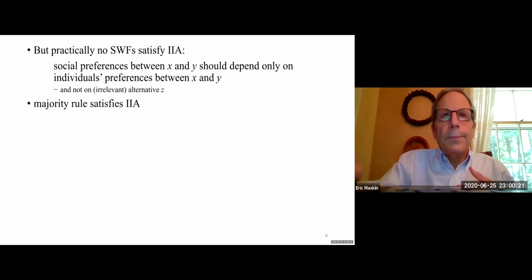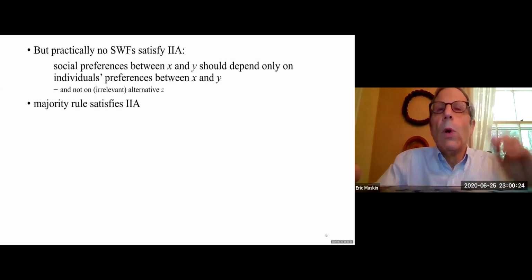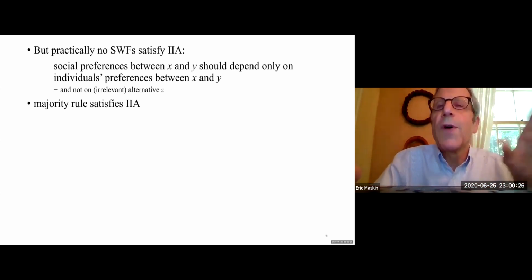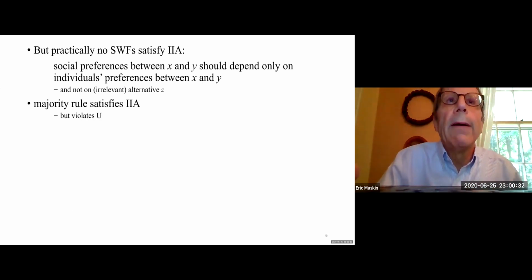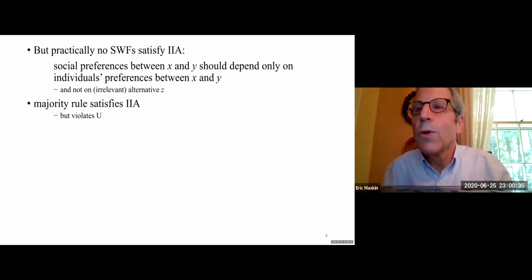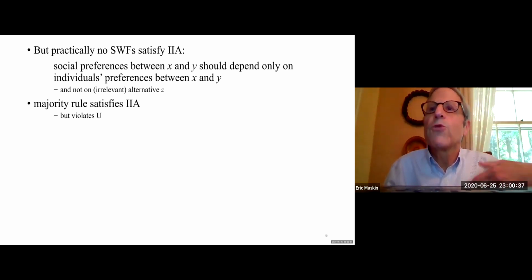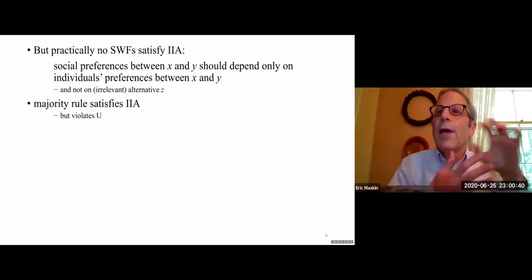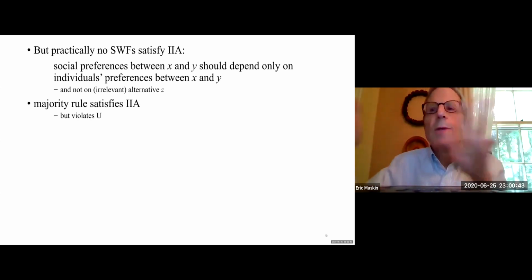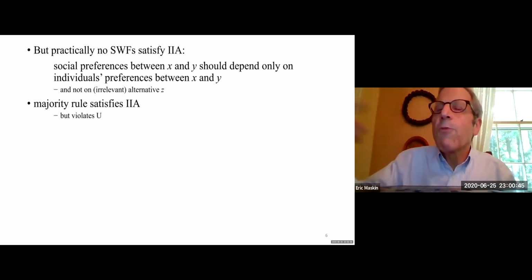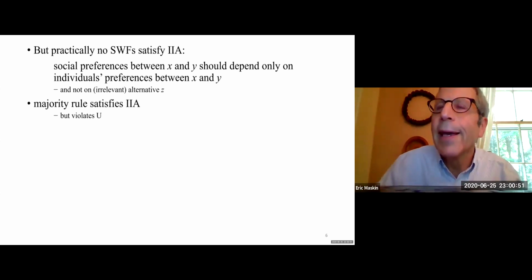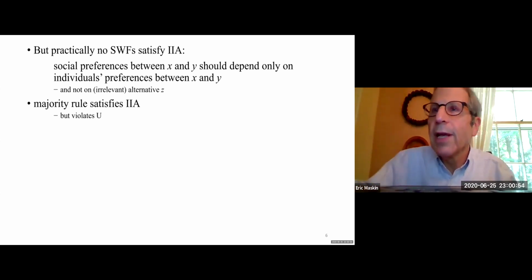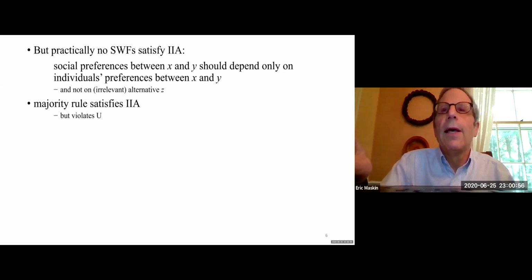Now, one social welfare function that does satisfy this version of IIA as well as Nash's is majority rule. But the problem, of course, with majority rule is that it violates the unrestricted domain condition, because unless we restrict preferences, say, to be single peaked, we can get preference cycles, which in the Arrow formulation means that the social ranking is not transitive. It's not actually a ranking. It's a cycle.